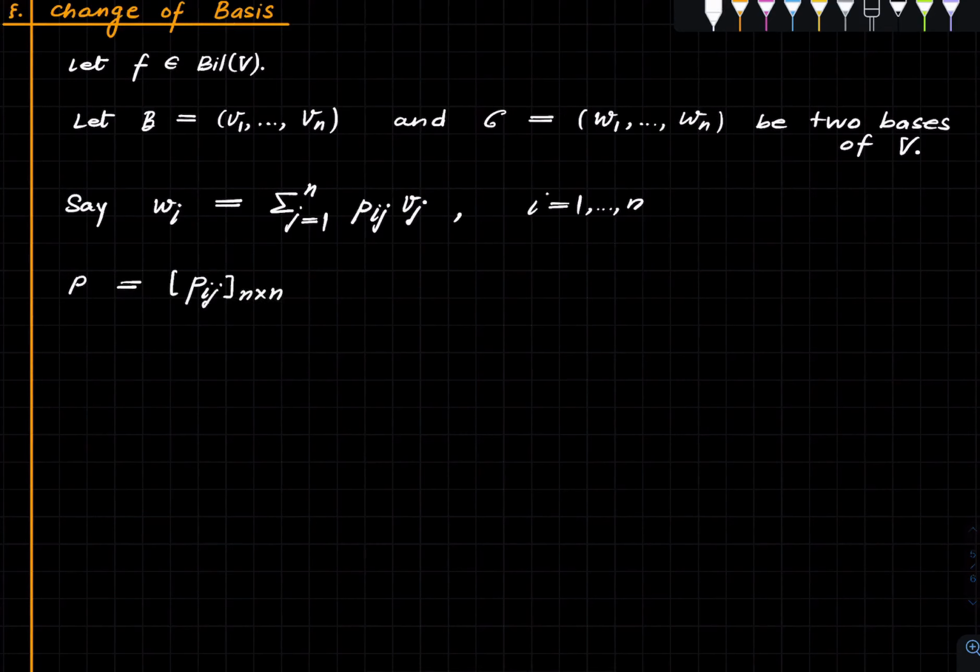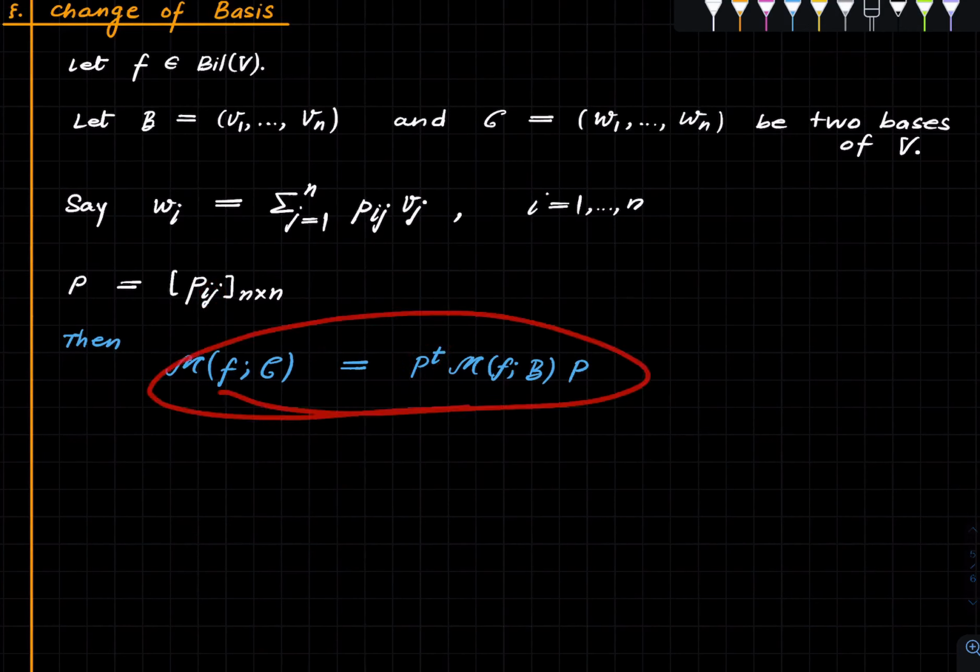So then the matrix of f with respect to the second basis is P transpose times the matrix of f with respect to the first basis, times P. So recall the transpose of any given matrix is just replace the ijth entry with the jith entry. So that's the transpose of a matrix. And this equation is just a simple exercise.